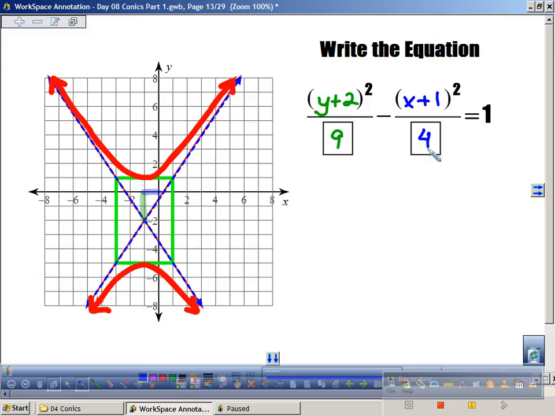The only thing that determines which way they go is which one's positive. So actually the x's are negative, so we're not talking about the x-axis. The y's are positive, so we're talking about the y-axis.